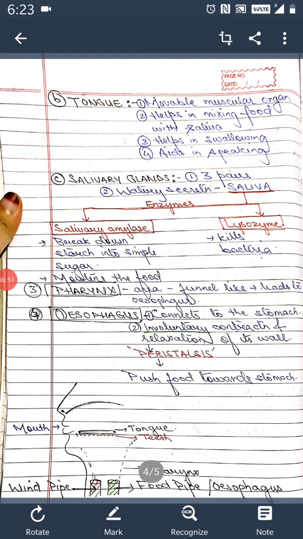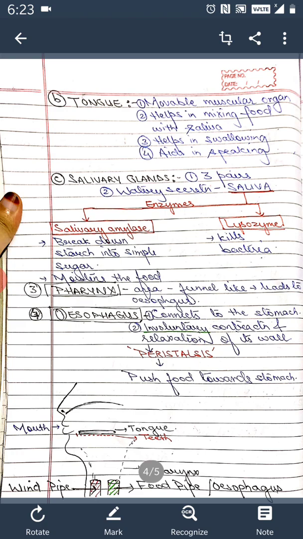We have salivary glands present in our buccal cavity. There are three pairs of salivary glands present in the buccal cavity, and our salivary glands secrete a watery secretion. Watery secretion means water-like secretion, which is known as saliva. The saliva contains two enzymes, namely salivary amylase and lysozyme. This forms a very important question of the board, so kindly pay attention to this.